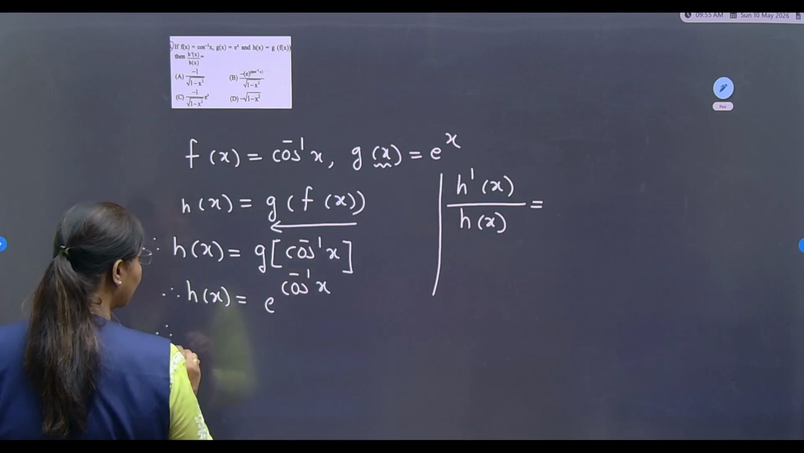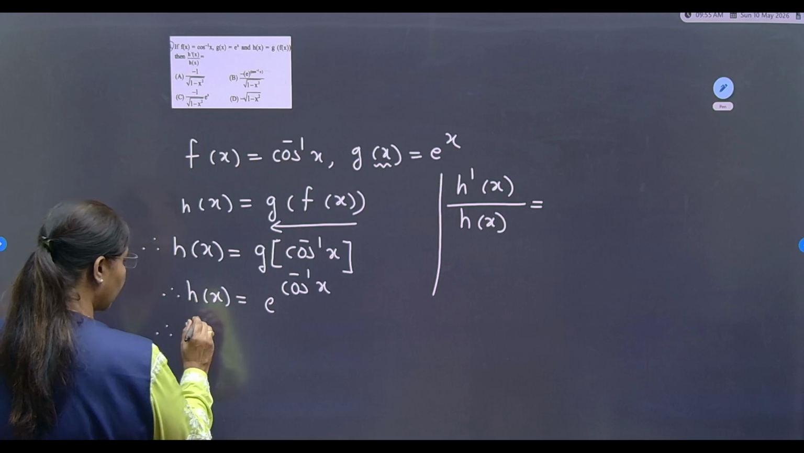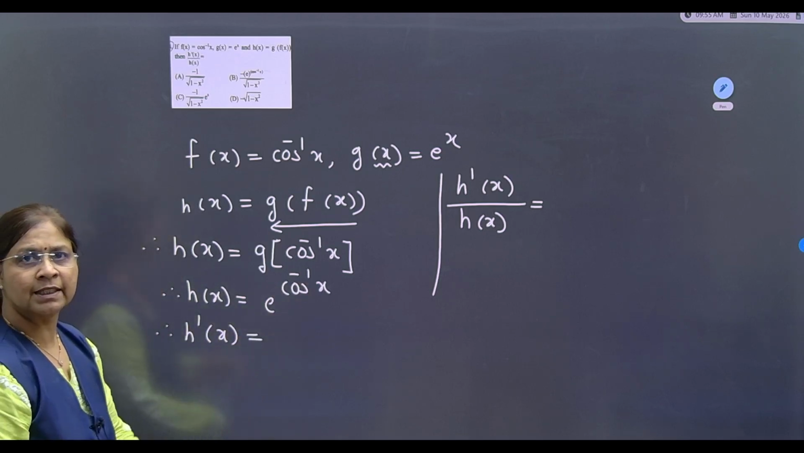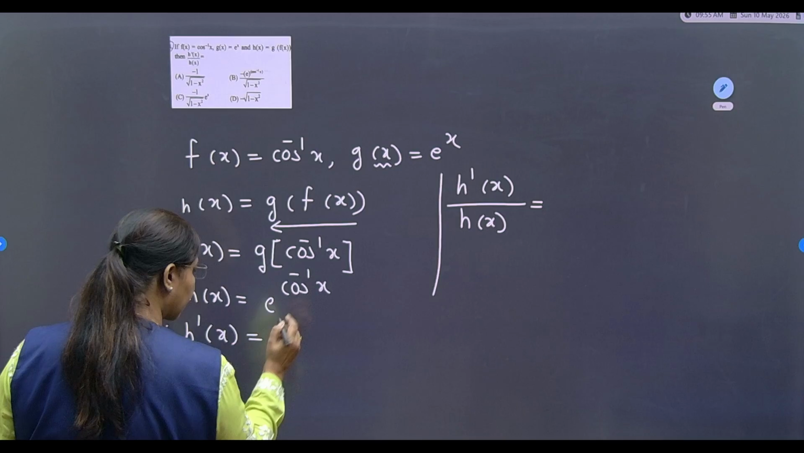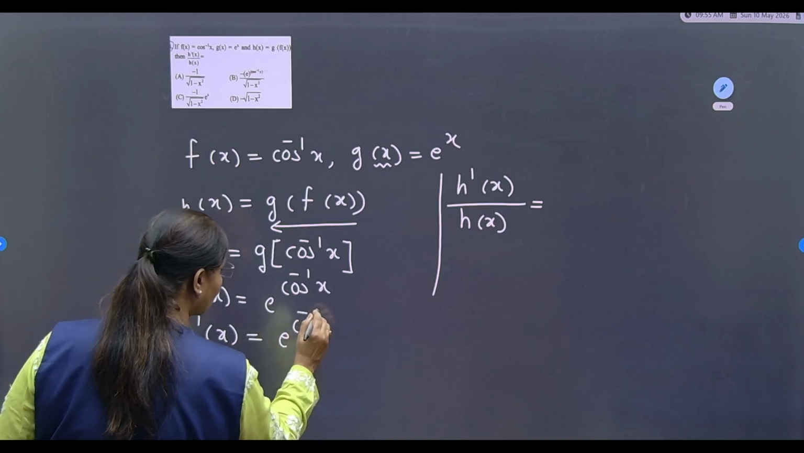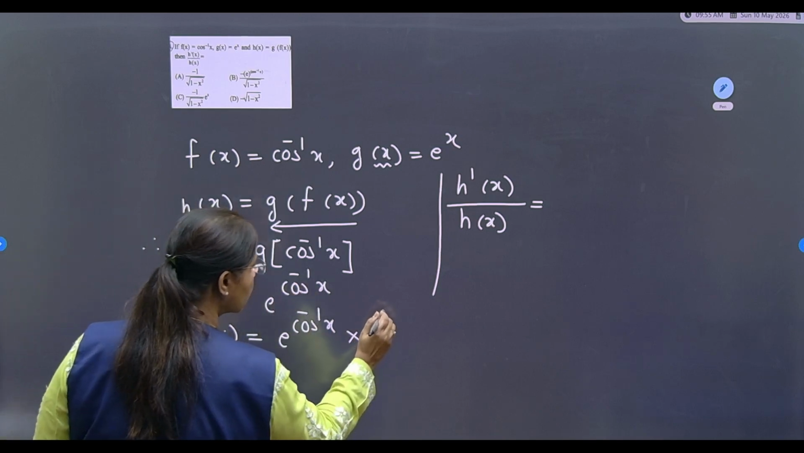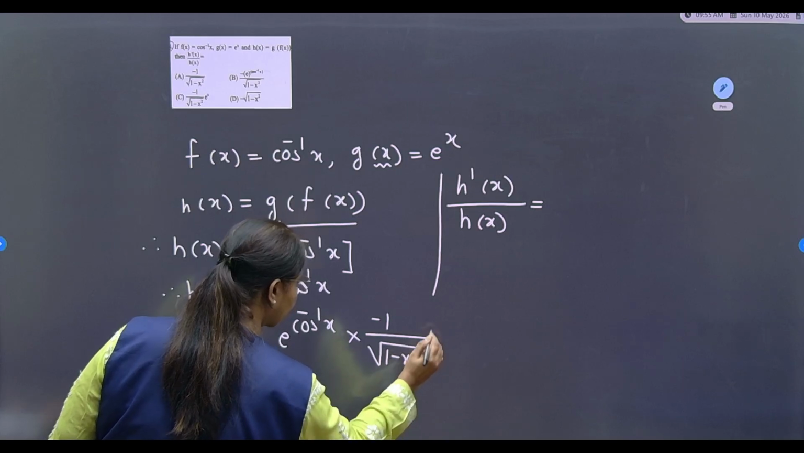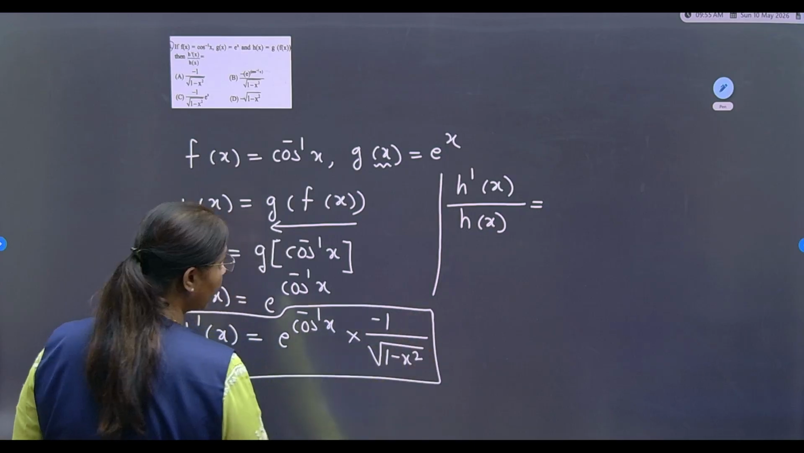Then, differentiating h of x with respect to x, we get h dash of x is equal to the derivative of e raised to x, which is e raised to x. Here, the derivative of e raised to cos inverse of x is e raised to cos inverse of x into the derivative of cos inverse of x, which is minus 1 upon under root of 1 minus x square. This is the value of h dash of x.